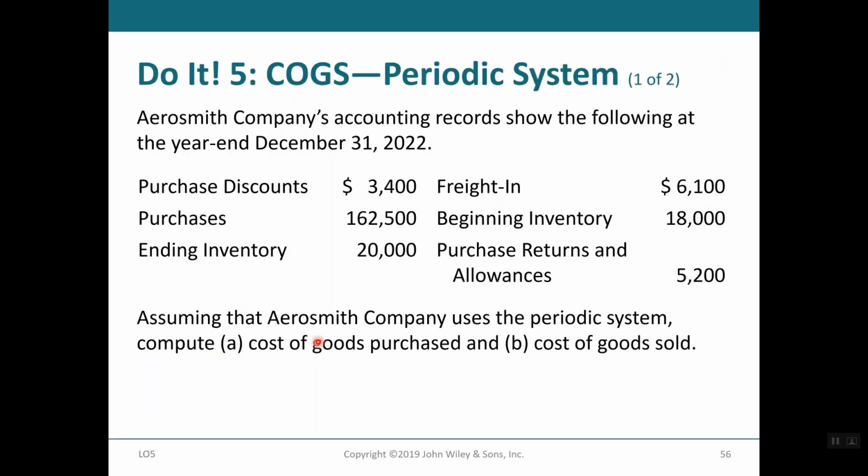All right, so example, do it 5. Aerosmith Company's accounting records show the following at the end of December 31st, 2022. Purchase discount 3,400. Purchases is 162,500. Ending inventory is 20,000. Freight in is 6,100. Beginning inventory is 18,000. Purchase returns and allowances is 5,200. Assuming that Aerosmith Company uses the periodic system, compute the cost of goods purchased and the cost of goods sold.